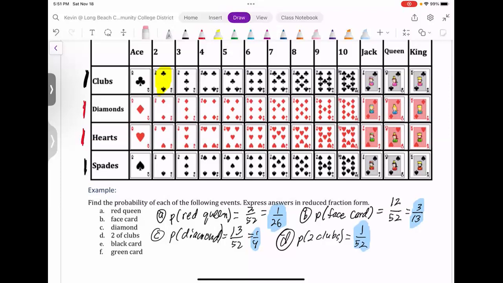E, probability that it's a black card. How many black cards are there? Well, there's 2 full suits. That's going to be 26 out of the 52, or half.